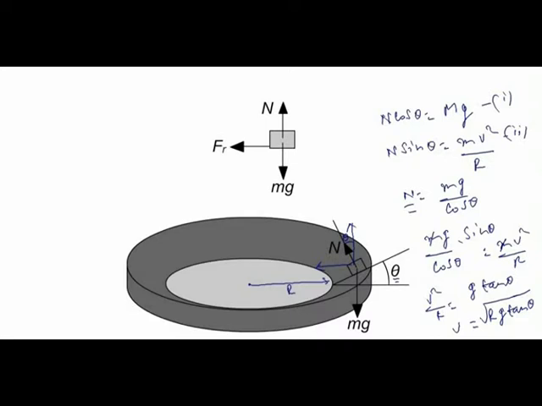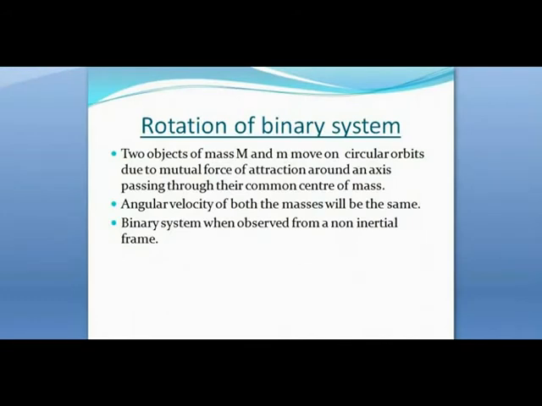So if an object is traveling around a circular track which is banked at an angle theta, then its velocity will be given by root under rg tan theta. Now let's take the example of rotation of a binary system. A binary system consists of two objects of mass capital M and small m, and these two objects move on circular orbits due to mutual force of attraction around an axis which passes through their common center of mass. Now let's see this with the help of an animation.